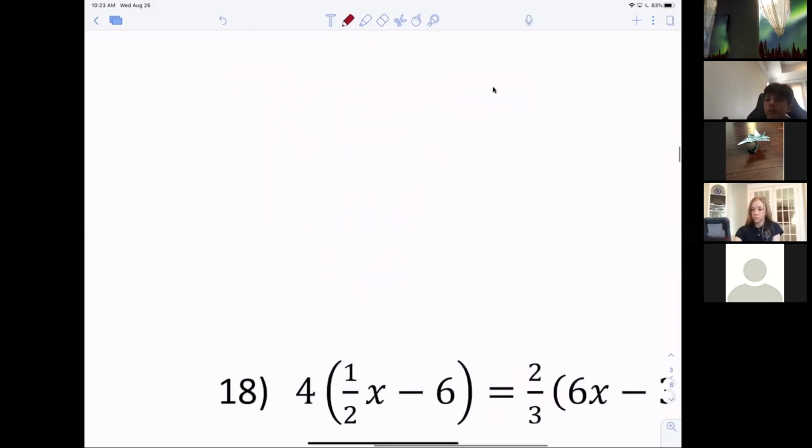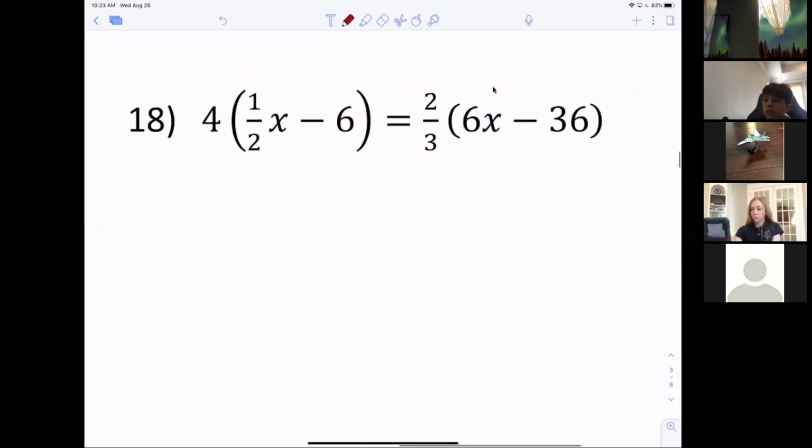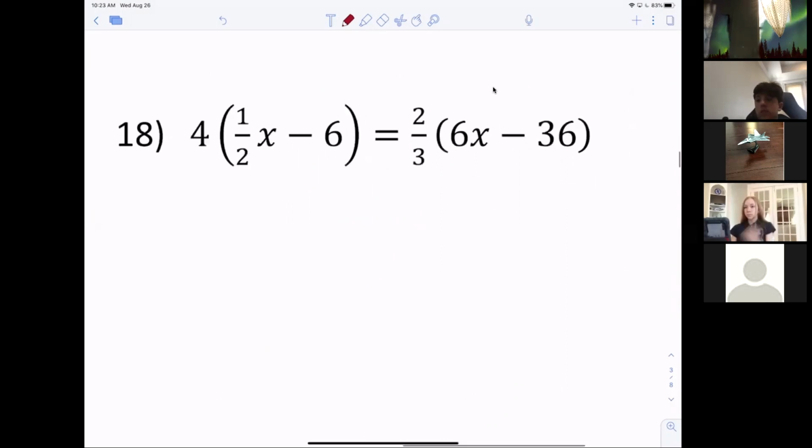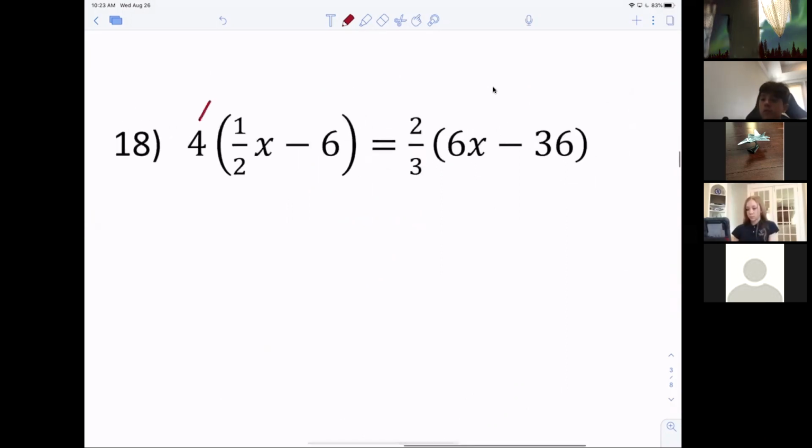All right, here we go. 18. All right, now we got a good problem here. 18, I have to distribute twice. So what's 4 times 1/2? Tell me. Half of 4.